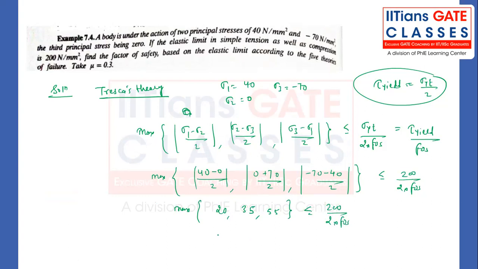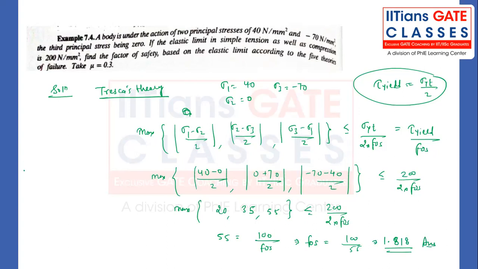So what will be the factor of safety? 100 divided by factor of safety. From here, what will be the factor of safety, my dear friend? 100 divided by 55, you will be getting 1 point, what? Just calculate, 100 divided by 55, 1.818. That will be the answer.